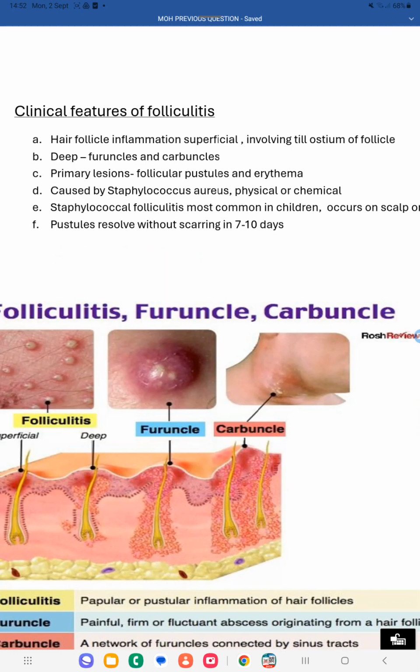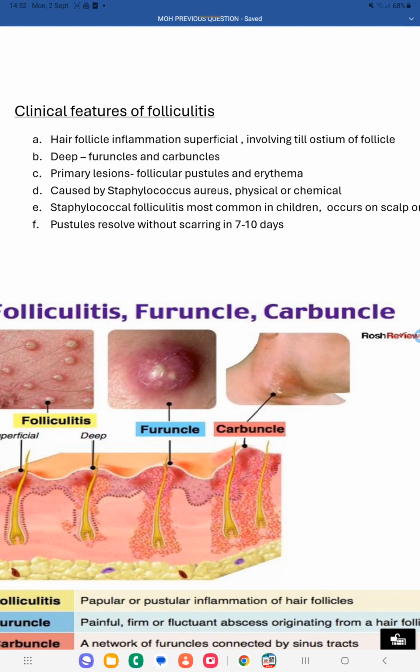Next, they have asked about some clinical features of folliculitis. The question was incomplete, so I am just giving you the clinical features. Folliculitis means hair follicle inflammation. It is of two types: superficial inflammation and deep inflammation.